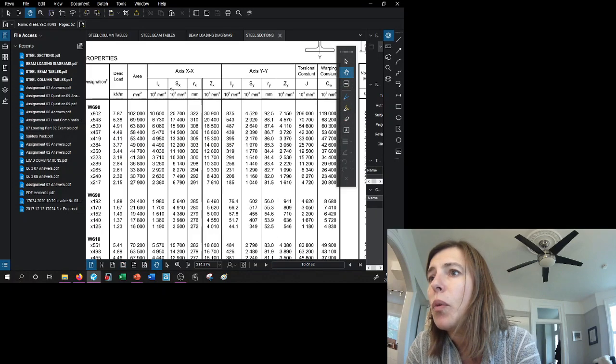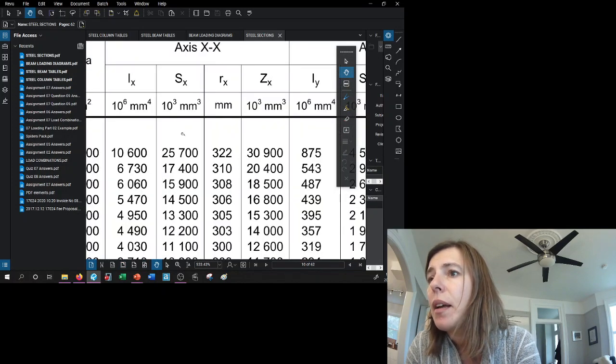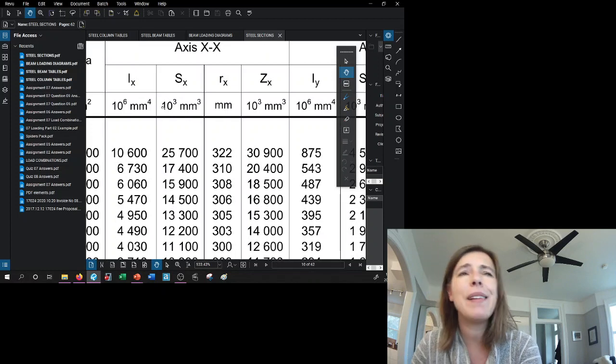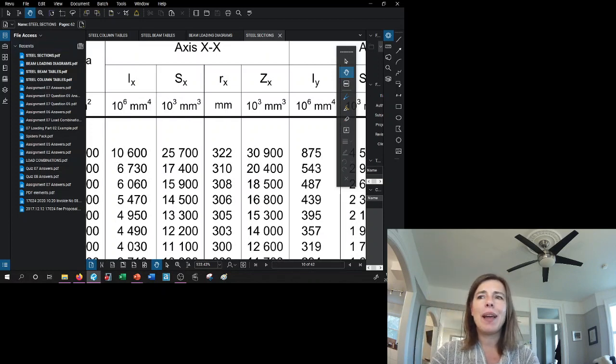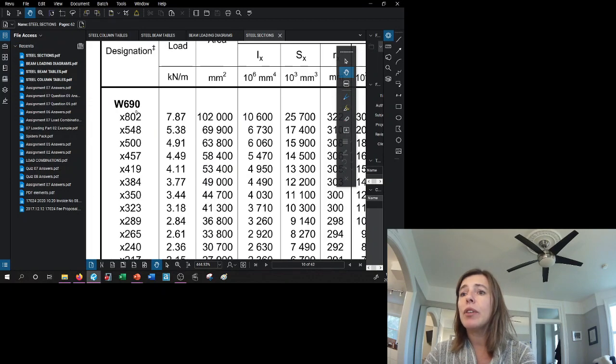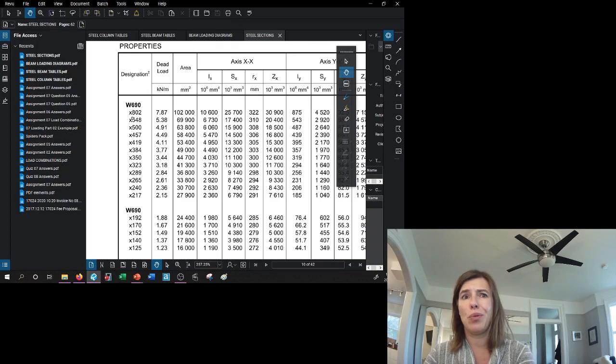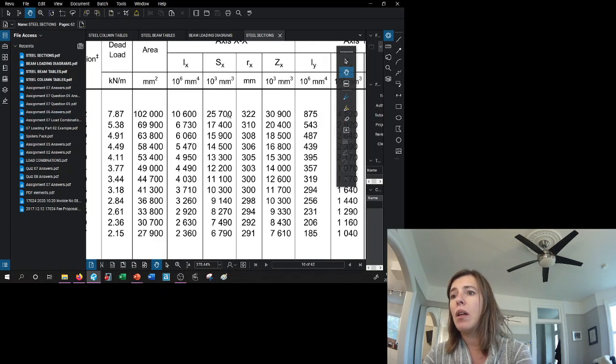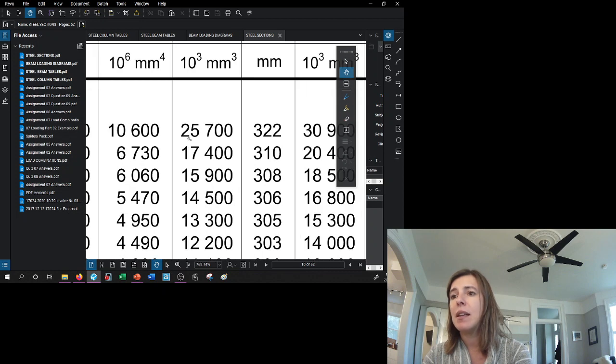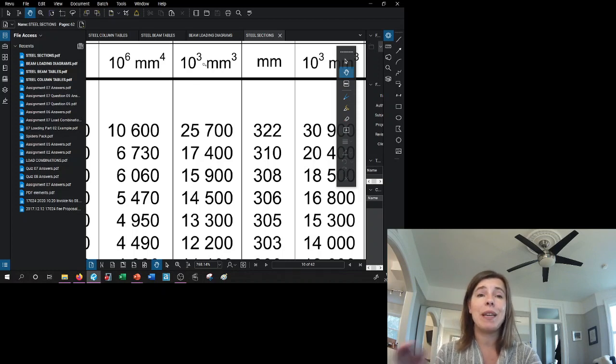you can see we've got S. Look at this though, it's times 10 to the 3. It's a big number, it's hard to write, we don't want to write it all the time, but we can look up for different sections. So this is a W690 by 802, so a really heavy beam. We can look up that the section modulus S is 25,700, but times 10 to the 3, so there's actually 3 more zeros after that, millimeters cubed.